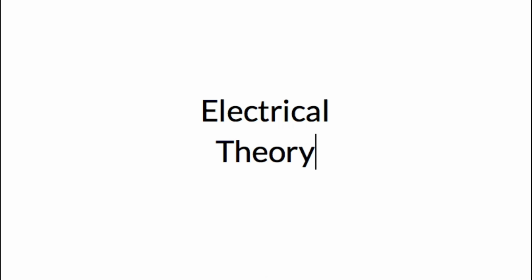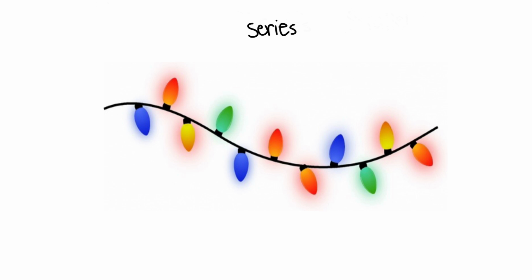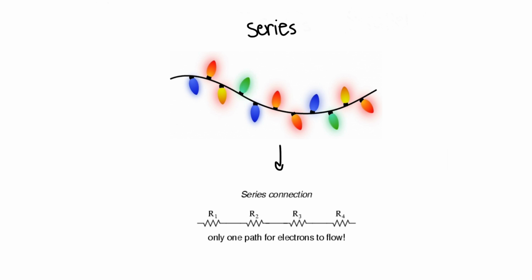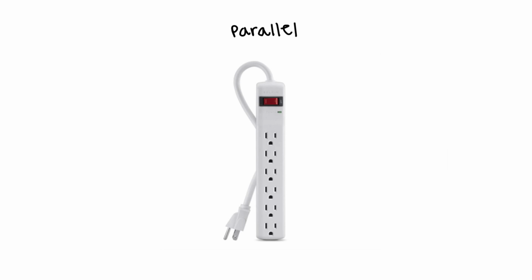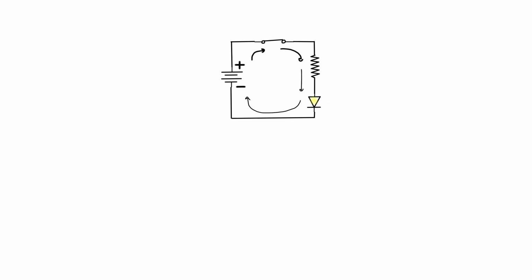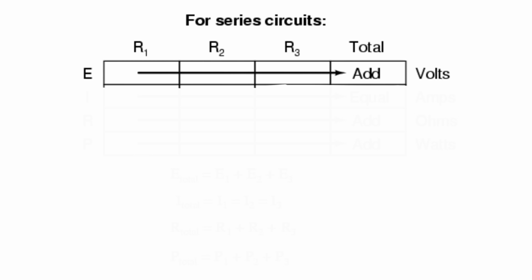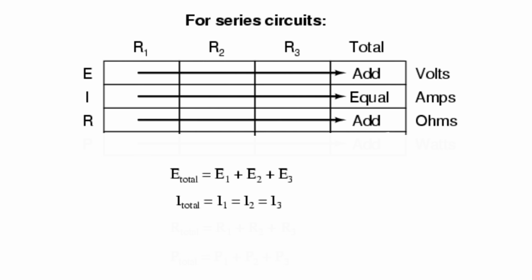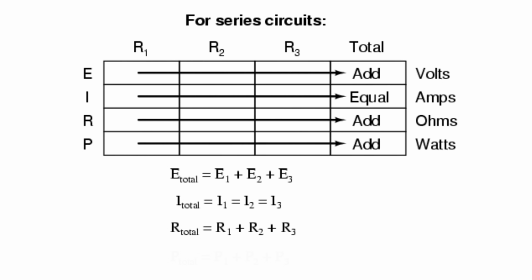A basic understanding of electrical theory will help you choose the right resistor. You will need to know how to differentiate series and parallel circuits. A series circuit, like a string of Christmas lights, only has one path for electrons to flow. A parallel circuit, like an extension cord, has multiple paths for the electricity to flow. This LED circuit is in series. In the future, it will be important to remember that resistance adds in a series circuit.